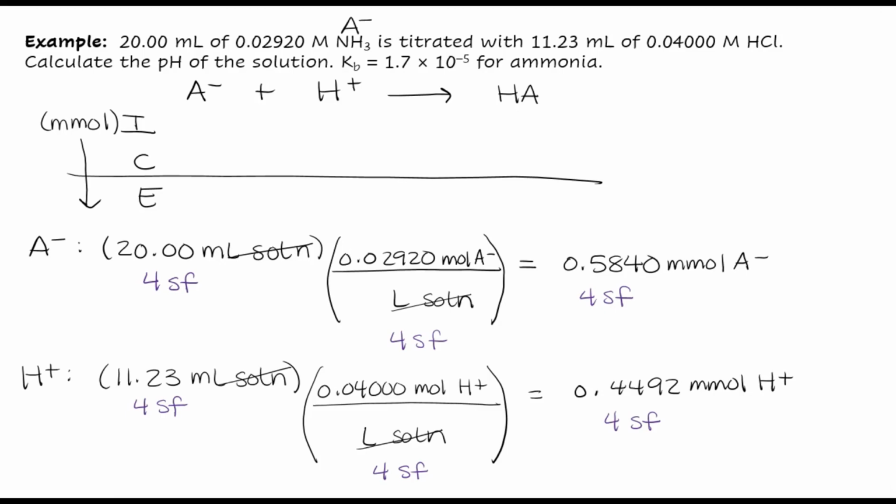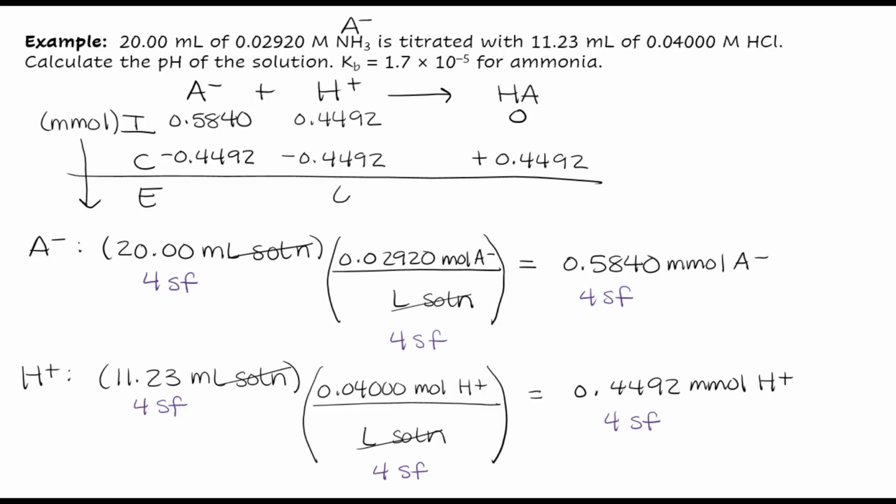So for A minus, 0.5840, H plus 0.4492, and HA we start with 0. We subtract the smaller value from each reactant, which is the 0.4492, so minus 0.4492 and minus 0.4492 for both the A minus and the H plus. On the other side, we have to add that same value, 0.4492, for our HA.